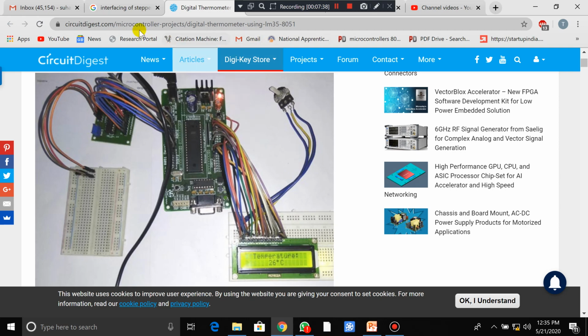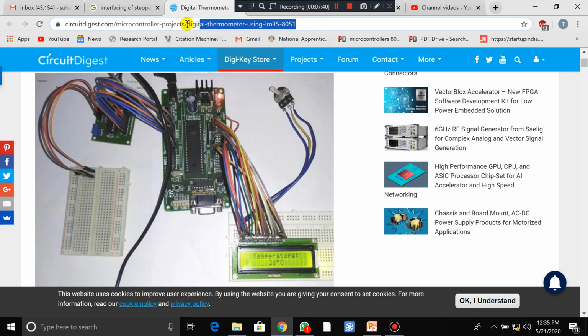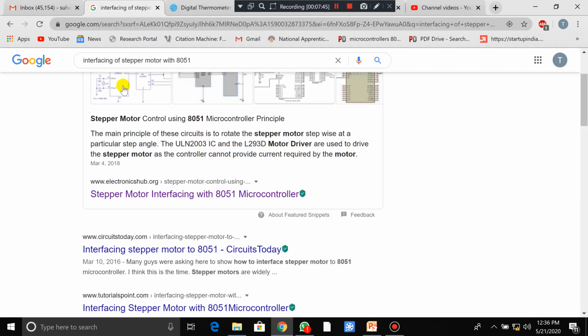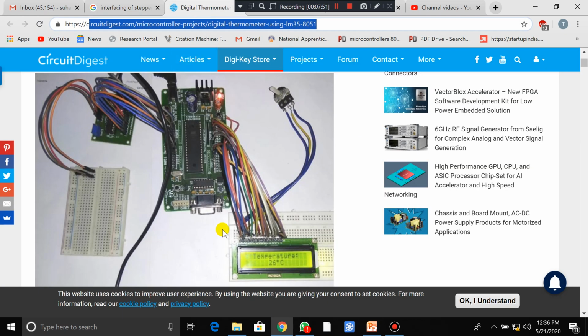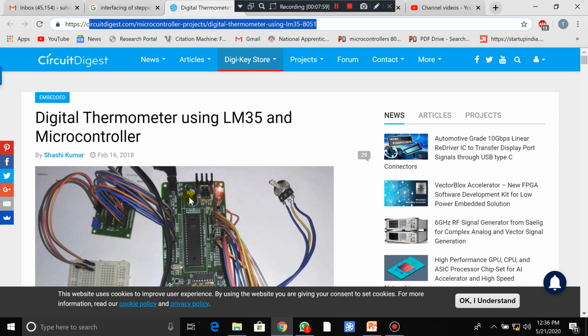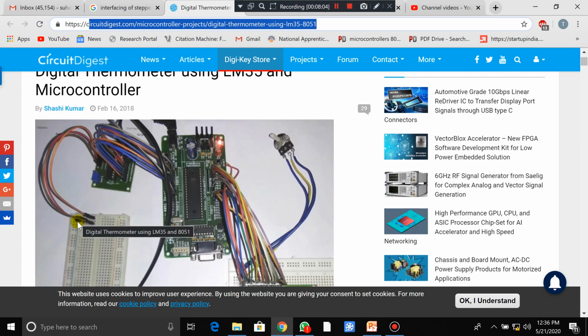So in Google, you can get a lot of data regarding this. If you just search like interfacing stepper motor, interfacing the DAC, interfacing the temperature sensor LM35, like this, you will get a lot of links. Here you can see this is microcontroller 8051, this is LCD display, this is a pot. Okay, here they are connected to the temperature sensor. So here it is the temperature sensor, they have made a connection.